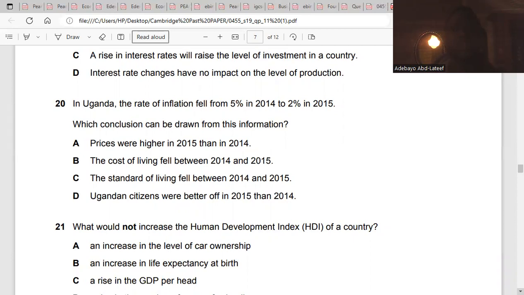Which conclusion can be drawn from this information? No, the prices were higher in 2015 than in 2014. Yes, because it's positive inflation. If it is negative, then the price falls. So this is disinflation. We call it disinflation.